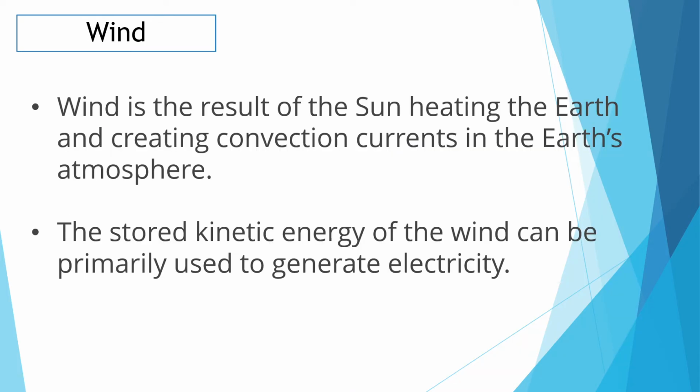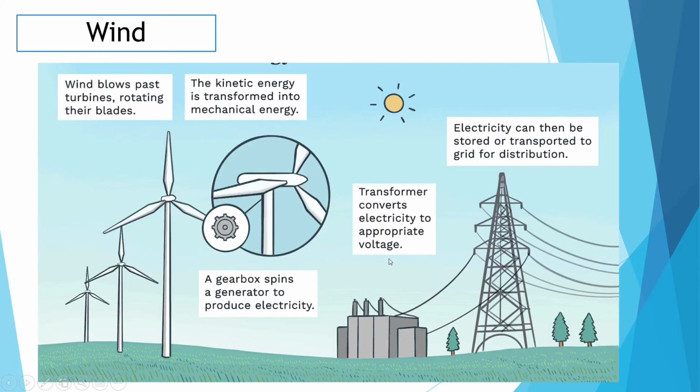Moving on, let's look at wind. Wind is actually the result of the sun hitting the earth and creating convection currents in the earth's atmosphere. You don't really need to know this sentence, you can just ignore it. But basically, wind has stored kinetic energy, and you use this kinetic energy of the wind to generate electricity. How do you use wind to generate electricity? You need a wind turbine. Without a wind turbine, you can't make electricity from wind.